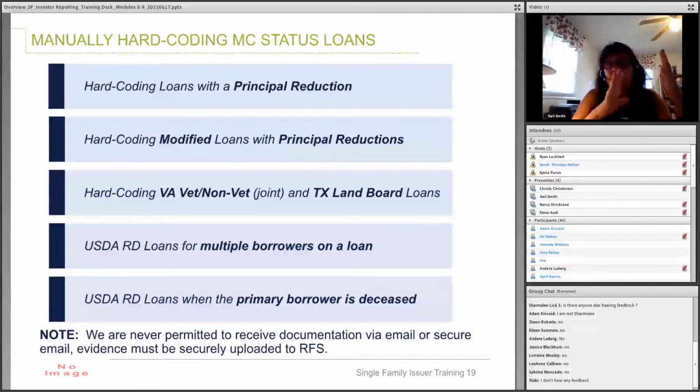Now we do have a process. You upload documentation securely into the reporting and feedback system, but if you see that little note at the bottom, we are never permitted to receive documentation in an email, secure email. All evidence must be securely uploaded because it will contain borrower's personally identifiable information, PII.